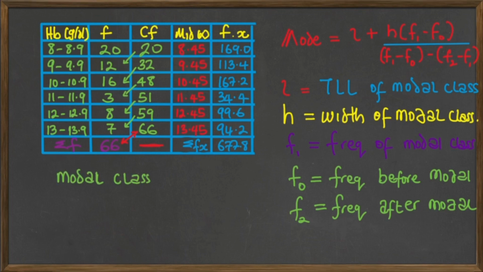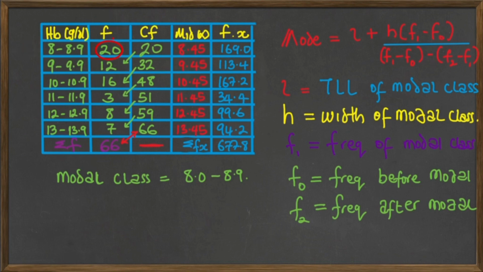So we're just going to look around. Unfortunately enough, the first class is the one that has the highest frequency. That's the frequency of 20, because if we look at all the other frequencies, 20 is the highest, right? So the class of 8 to 8.9 is our modal class. What it means is that our mode is in this class. The mode value is within 8 to 8.9.